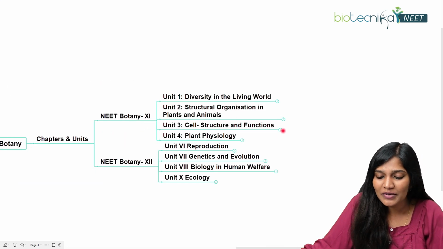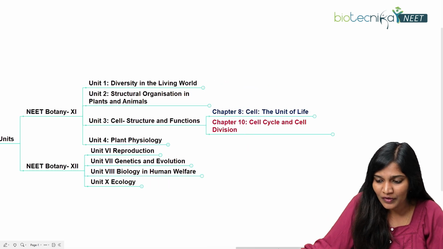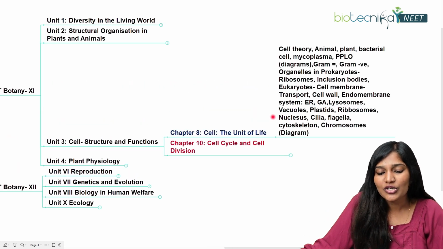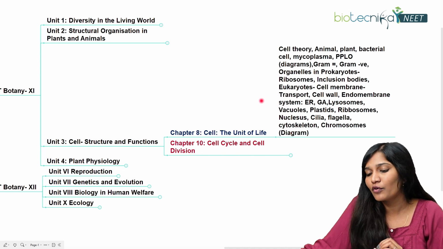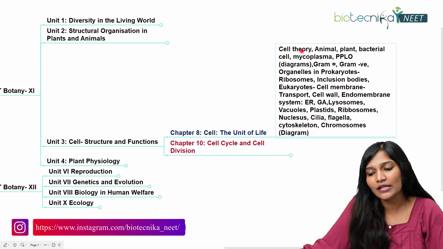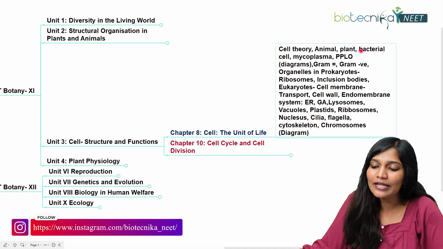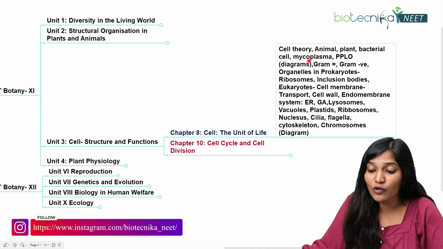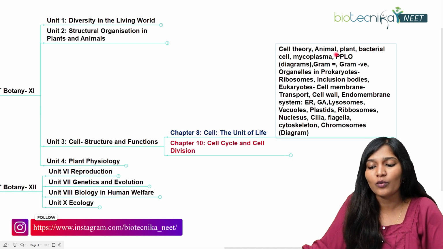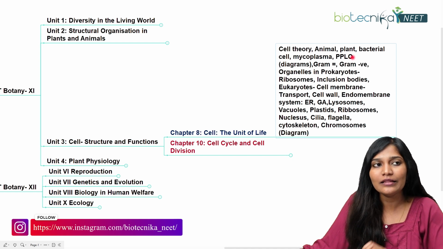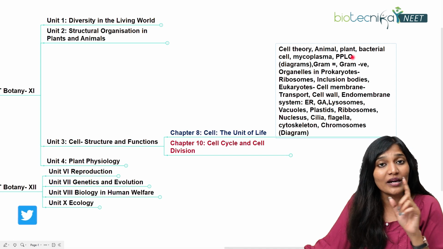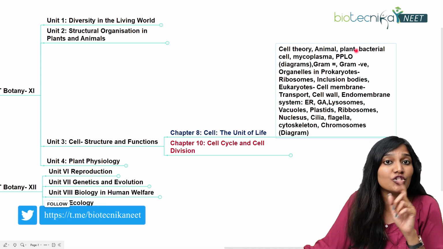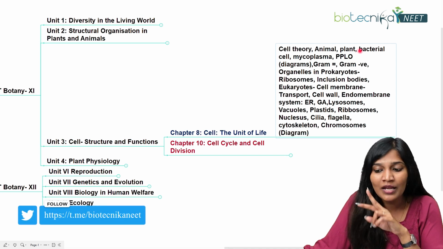Okay, the next is going to be cell structure and function. So in this, the chapter is going to be Cell: The Unit of Life. This is the most important, very fundamental unit for anything. So cell theory, Schleiden and Schwann theory, animal cell, plant cell, bacterial cell, of course, mycoplasma and PPLO. This I would like to highlight. In the book, they have given the size of mycoplasma and PPLO differently, whereas in the image, it is different. So check both the things which are given in the book.